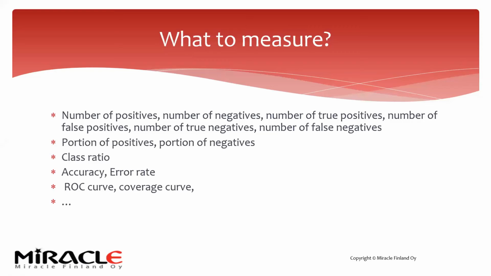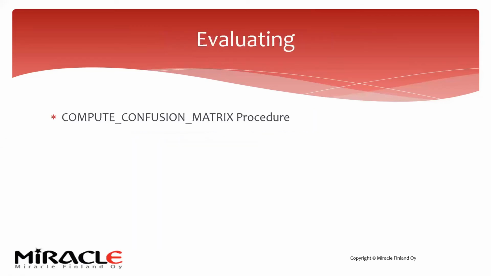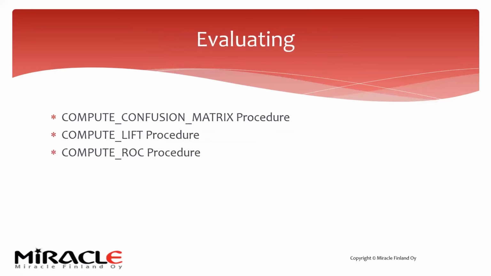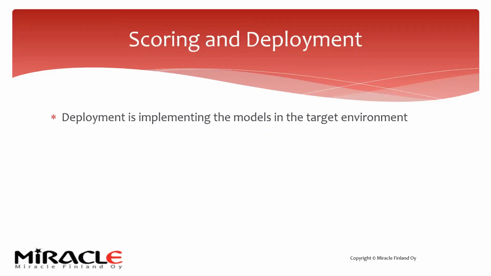So how do I know which of these models I created is the best? It all depends on how we define its experimental objective. So in this particular experiment, what is important? For evaluating, you can use compute confusion matrix, compute lift, compute ROC, rank apply, and so on. So this is another story, how to define which one is the best. So deployment is implementing the model in the target environment. So if I created the model in a test environment, I have to find a way to deploy it into production.